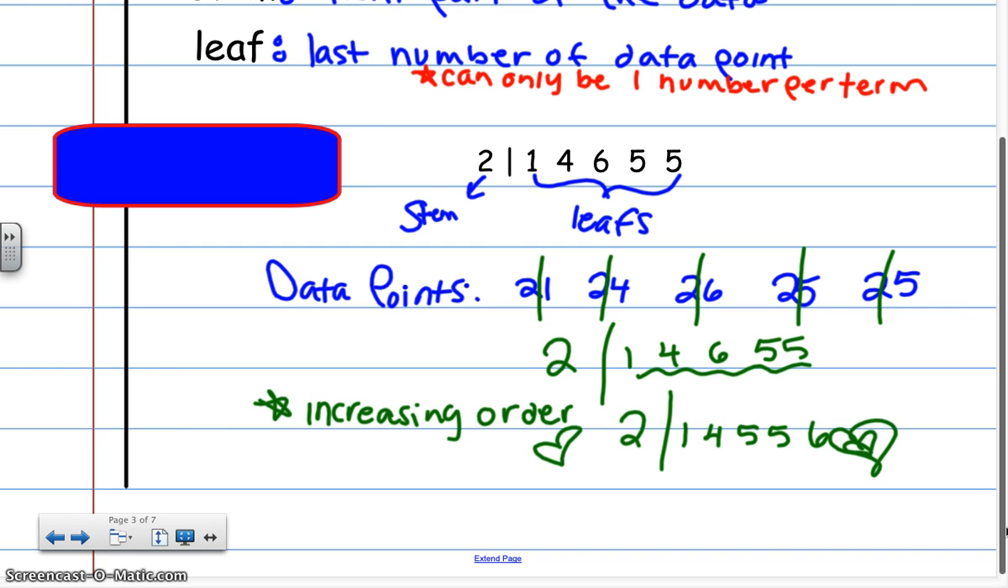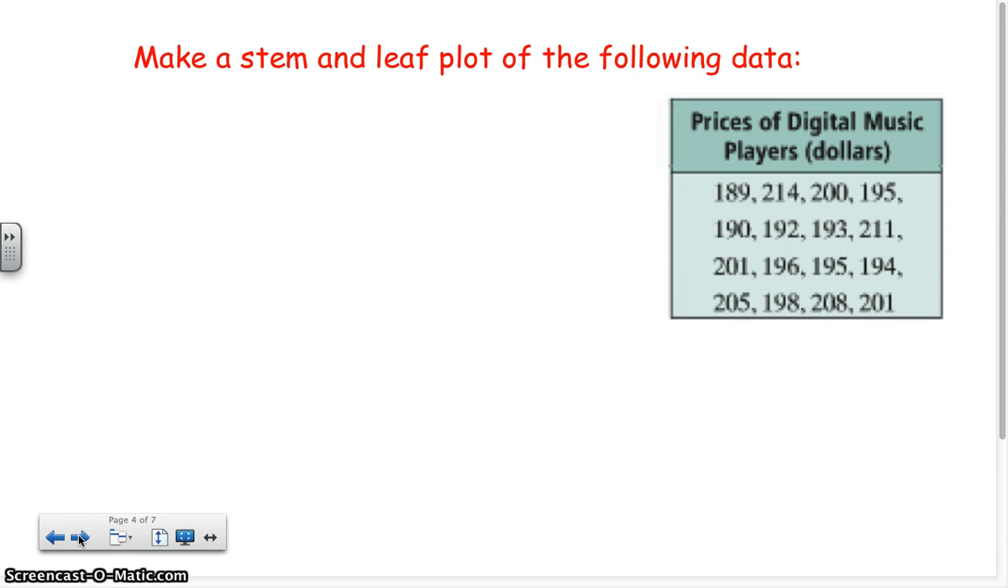Okay, we're going to do an example. A lot of examples have to do with charts. So they're going to want you to look at a collection of data in a chart and pull out whether they choose to use box and whiskers or a stem and leaf plot. So we're going to make a stem and leaf plot of this data. It's price of digital music players in dollars.